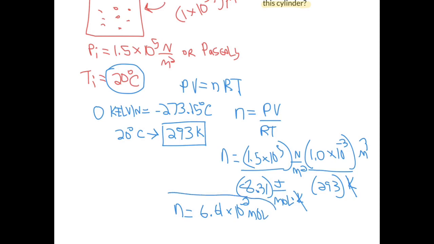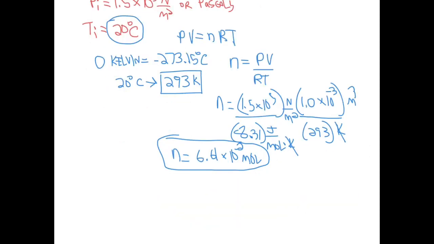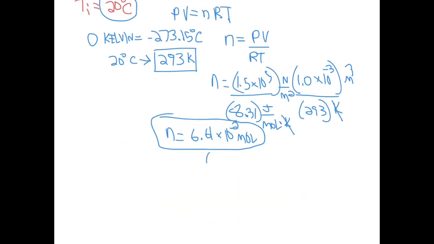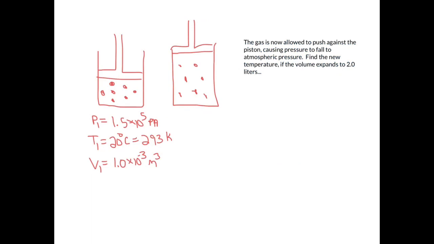But remember, a mole is a huge number of atoms. So if we take Avogadro's number of 6.02 times 10 to the 23rd, and multiply it by 0.01, we'd end up in the range of 10 to the 21 atoms. Huge. So in this problem, we're now going to let some things change.